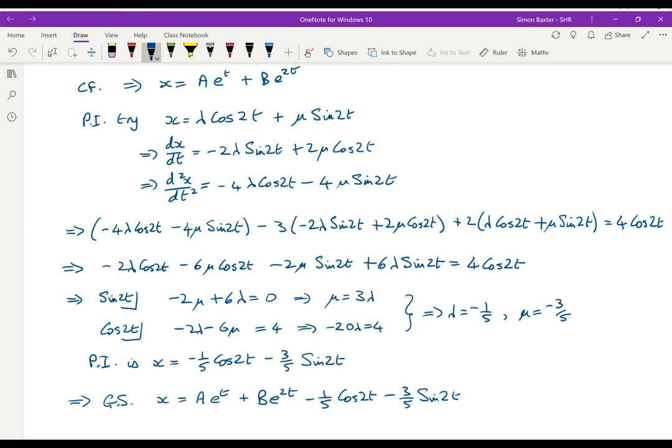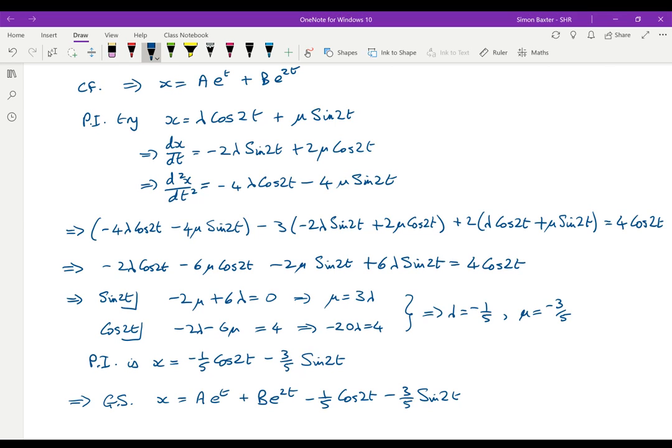So those are 3 or 4 examples showing you how we find a particular integral. More about the justification of the method and so on in a later video.